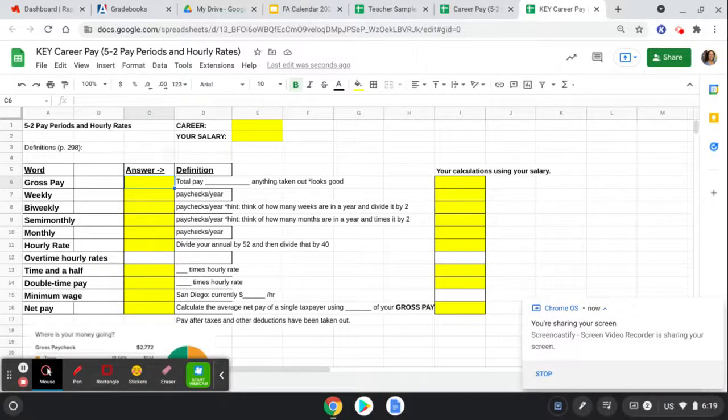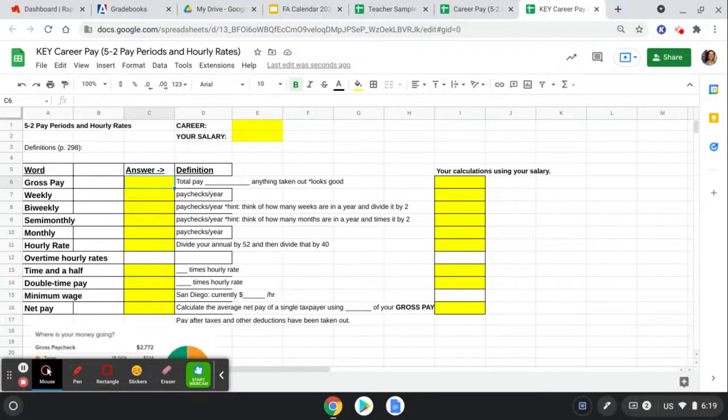Hello, my students. Today we're going to be doing a Google Sheets lesson that goes along with our 5.2 section that we did yesterday and the day before. And so let's go ahead and practice putting in some formulas over here under your calculations and see what your actual paycheck would look like for your career.